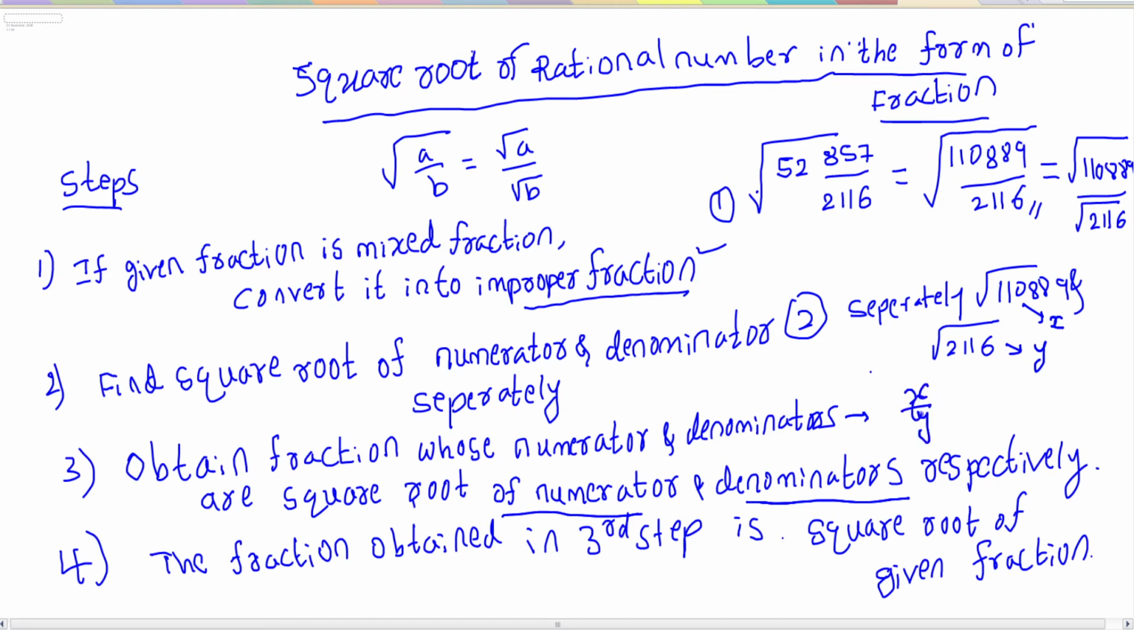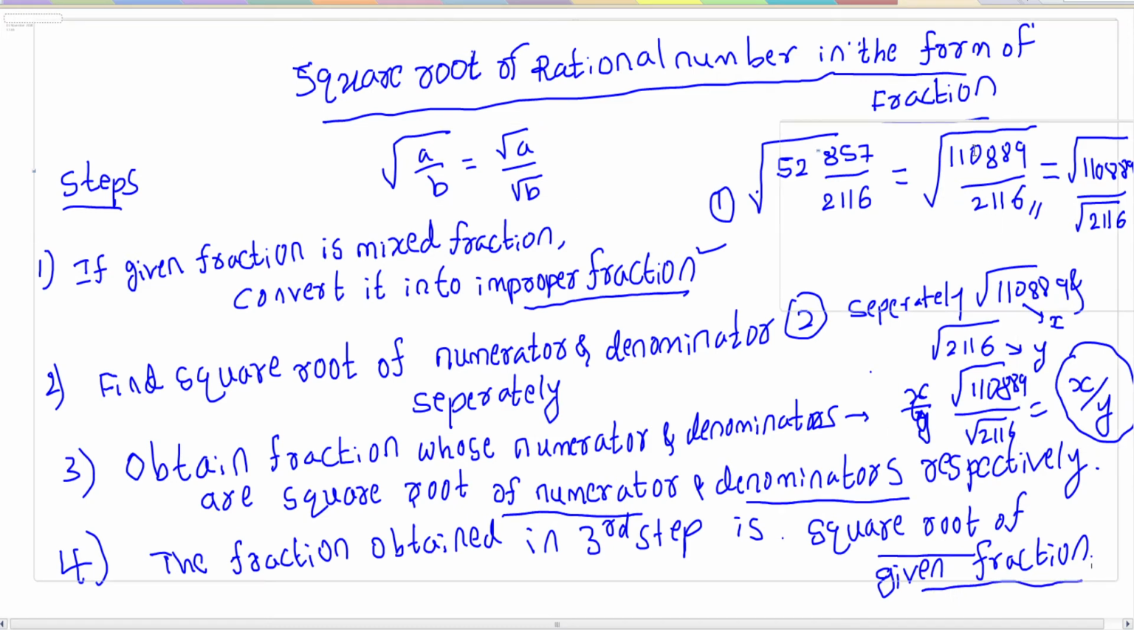Okay, what do we get? The square root of 110889 divided by the square root of 2116 is equal to x by y. Whatever this answer is, the fraction obtained is the square root of the given fraction. Let us talk about this example again, how we do separately the square root of 110889 and 2116.